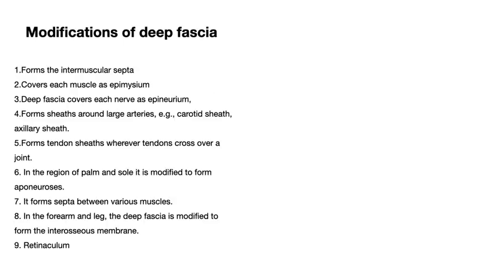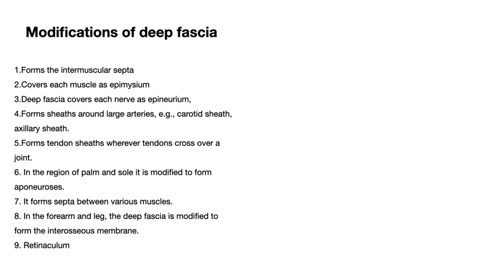It can form an intermuscular septum, as I said just now. The lower limb is divided into 3 compartments, that is the front of the thigh, back of thigh, and the adductor compartment. तो ये जो septa रहता है, that is a modification of deep fascia. It also covers muscle as epimysium, nerve as epineurium. It forms the axillary sheath and the carotid sheath.